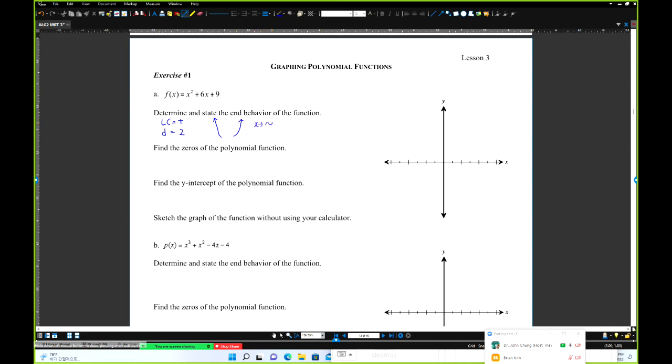Or you can check it out. When x goes to infinity, y goes to infinity squared, which is still positive infinity times LC positive, finally infinity. When x goes to negative infinity, negative infinity squared is positive infinity, and multiplied by LC positive, that is positive infinity. Both end up. When you make a graph of this, it is x plus 3 squared, isn't it? The x-intercept is at x equals negative 3. Both sides end up.